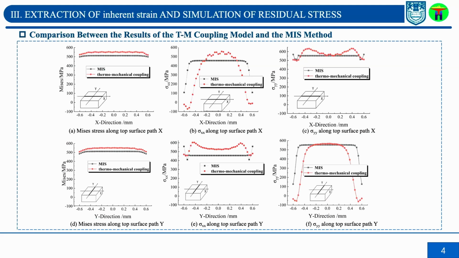This figure compares the results obtained from the MIS method and the TM method. We can see that the residual stress obtained from the MIS method distributes more smoothly than that obtained from the TM method, and the value is relatively lower, because the MIS method applies the inherent strain into the entire layer at the same time and uniformly.